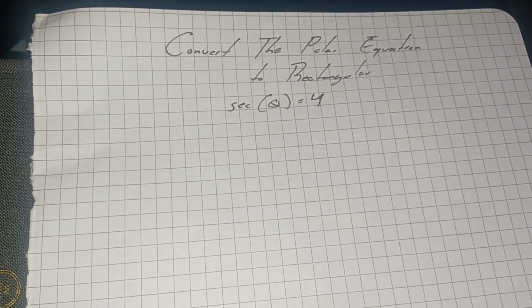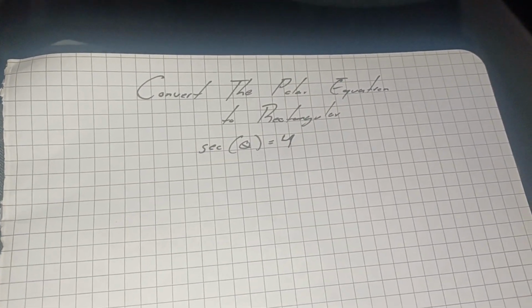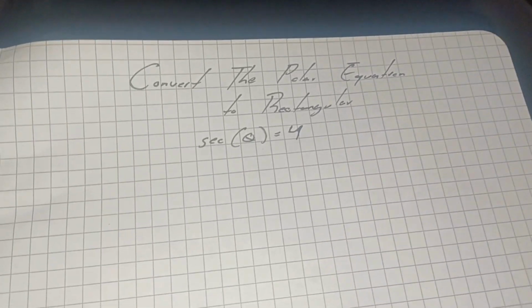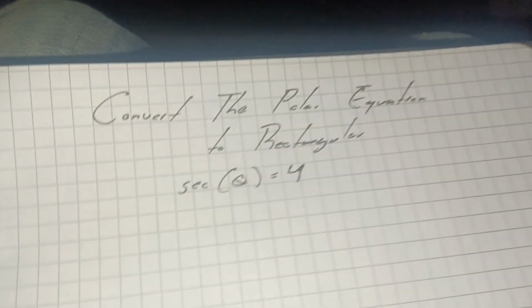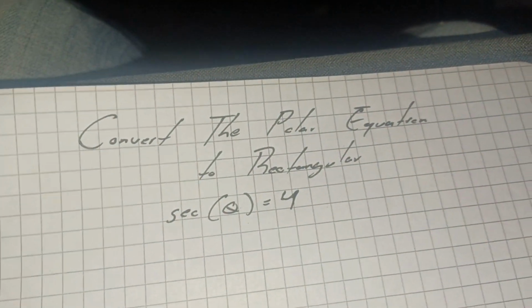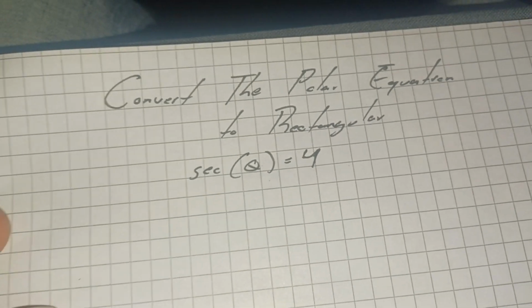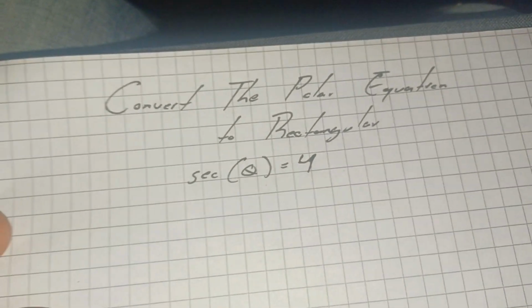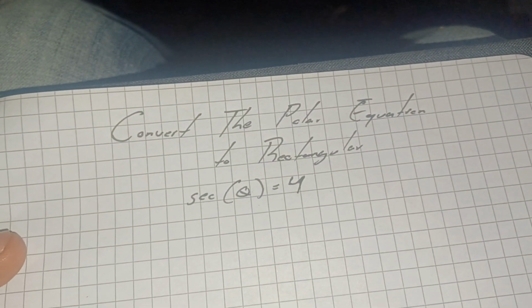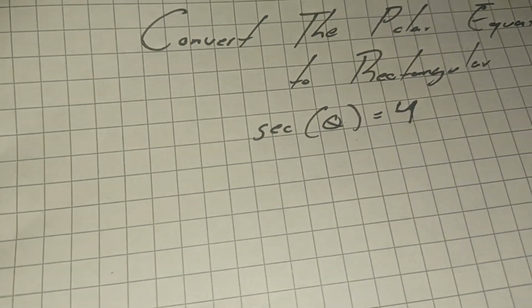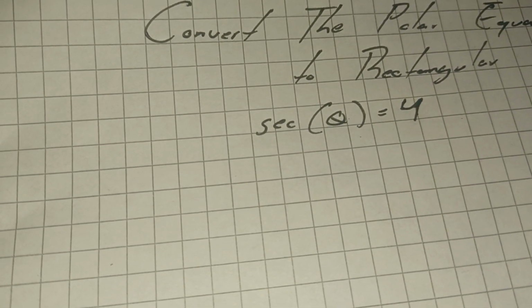Okay, so we have converting the polar equation to rectangular. We have secant of theta is equal to 4. So let's go ahead and convert this one to a rectangular equation. There's a couple different ways to do this, but I'm just going to show you one way, which is kind of fast and easy. So we have secant of theta equals 4.